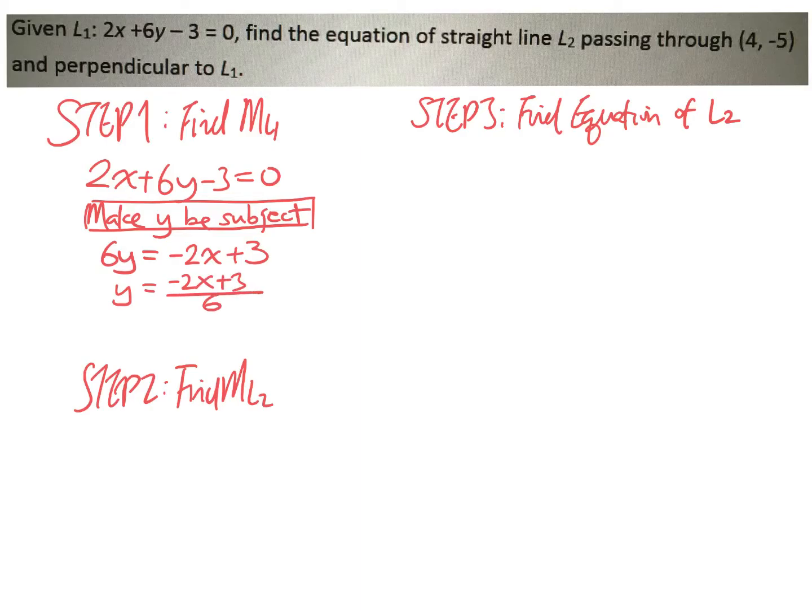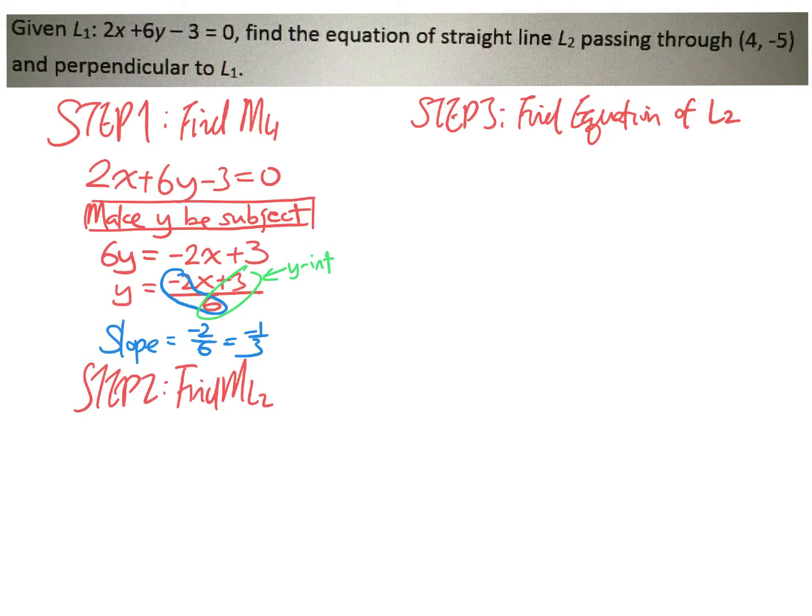Then we get the slope already. The slope would be the coefficient in front of x, divided by 6. This is the slope: negative 2 over 6, which is negative 1 over 3. Here, the other number, 3 over 6, is the y-intercept. However, it is not used in this question, so we may skip it.